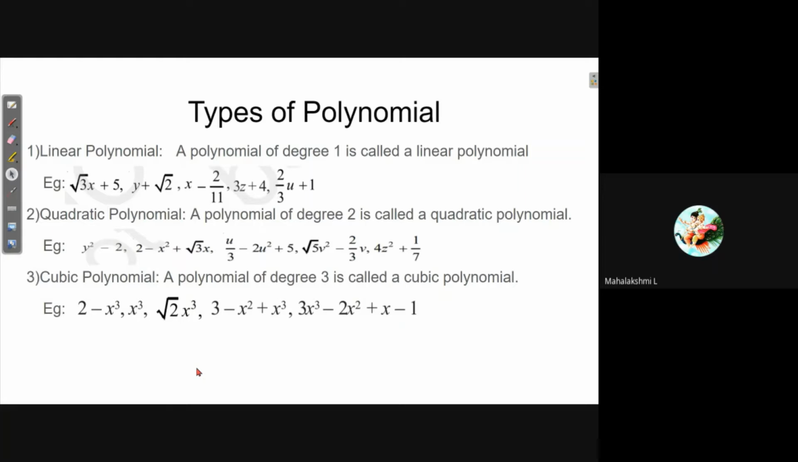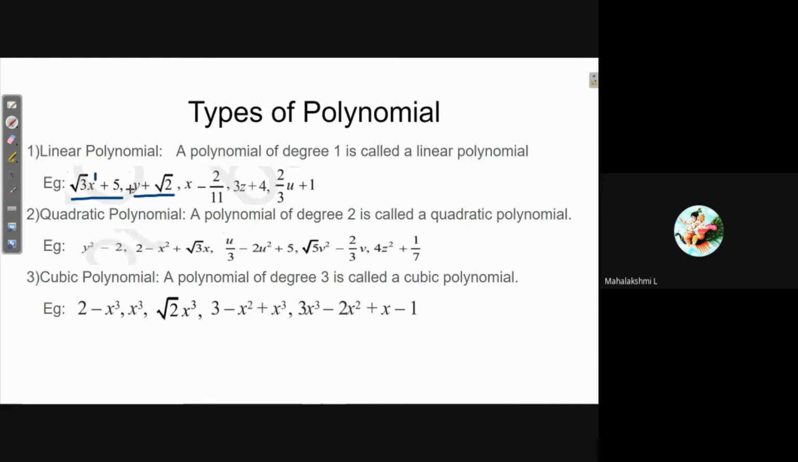Next, types of polynomial. Types of polynomial depend on the degree of the polynomial. In simple words, you have three types: linear polynomial, quadratic polynomial, and cubic polynomial. If your degree is 1, it is a linear polynomial. That is, the highest power of x or whatever variable it is should be 1. Say here, I have root 3 x plus 5. Here I have only one x term and it is x to the power 1. So it's a linear polynomial. Here say y plus root 2.